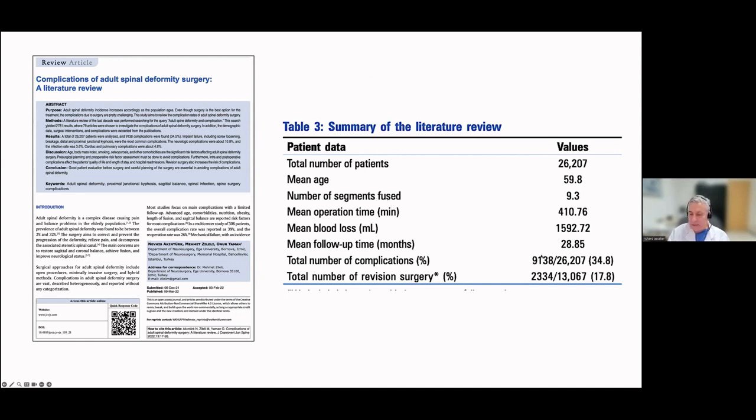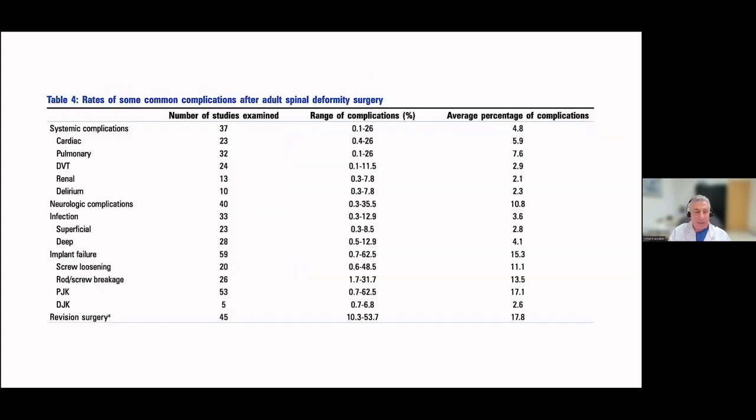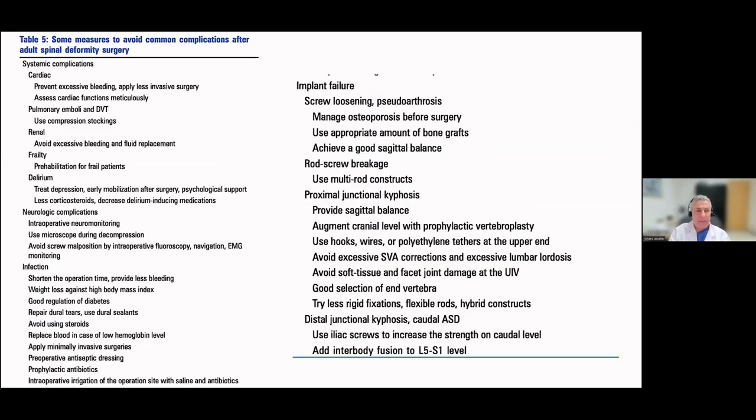We can see the number of complications around 35% and 20% revision surgery. We have all the systemic complications, the neurological complications, where Professor Lamartina will talk about the infection. And if you look at the implant failure, all the mechanical failures, it's a high percentage of mechanical failures. Here are the actions and the measures to avoid those complications.